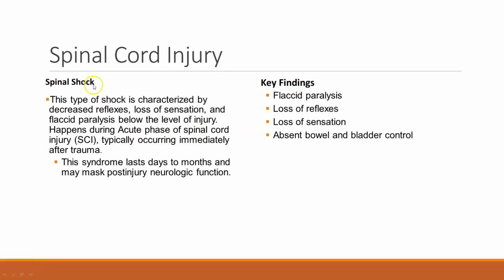So the key findings for spinal shock, we said it's a temporary loss, can last days to months. That's kind of temporary-ish. But the problem is that it can mask some of the actual long-term post-injury neurological function. So things I would be looking for: flaccid paralysis, loss of reflexes, loss of sensation, and again, we see absent bowel or bladder control.